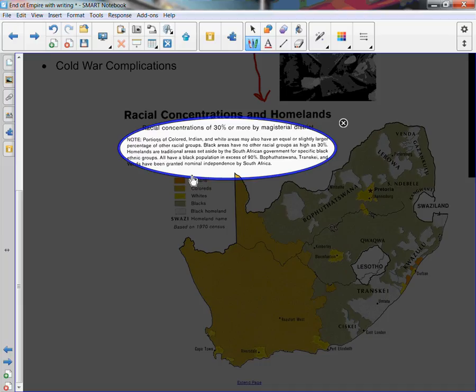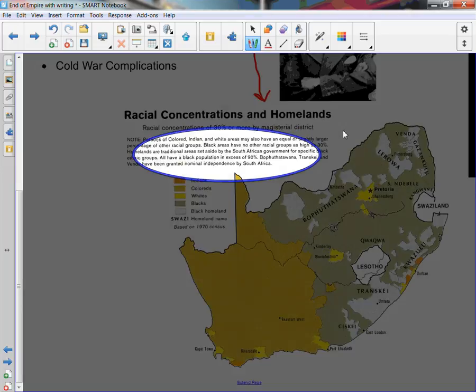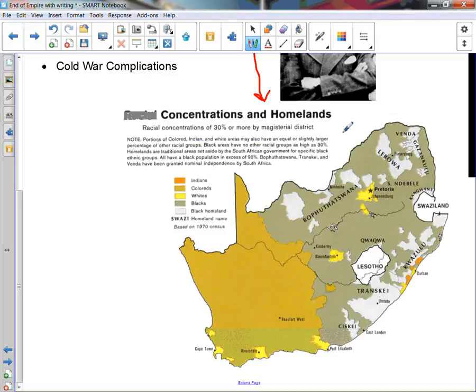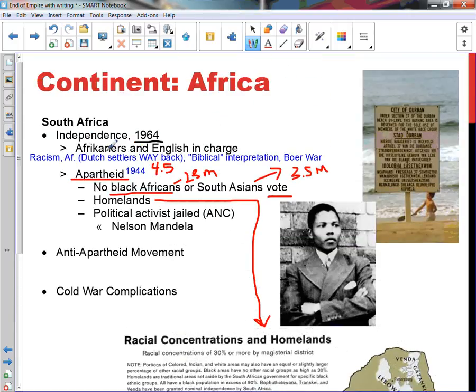Black areas have no other racial groups as high as 30%, and homelands are traditional areas set aside by the South African government for specific black ethnic groups. So that sounds good, but it was actually very bad for these people economically, because they were in these very remote locations where they were forced to work outside of their homelands. The tradition of mining in these areas, and the migrant workers that go to these mines, is partially caused by this. Remember last time we talked about the frequent occurrence of HIV and AIDS in South Africa, and part of that is because of these migrant workers, and we'll talk more about that in class.